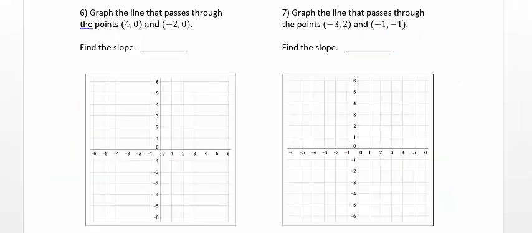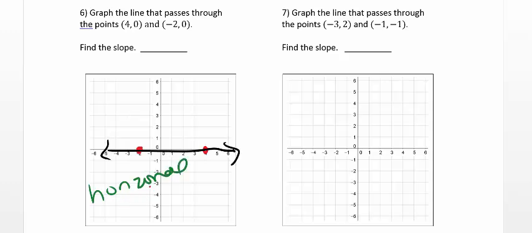In number 6, we're going to plot the points (4, 0) and (-2, 0). Both of those are on the x-axis. So (4, 0) would be right over here where I go to the right 4 and don't go up or down at all. And then (-2, 0) would be right here. Now take your straight edge and connect those points. There I've connected the points, and I can see that this is a horizontal line, and all horizontal lines have a slope that is 0. So our slope here is going to be 0.